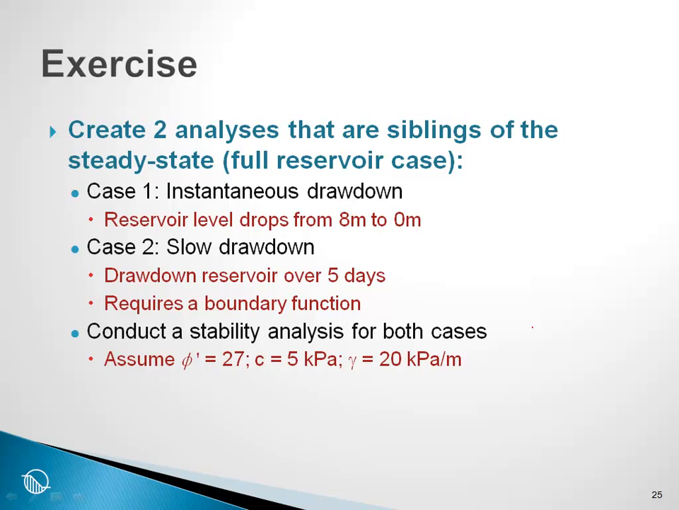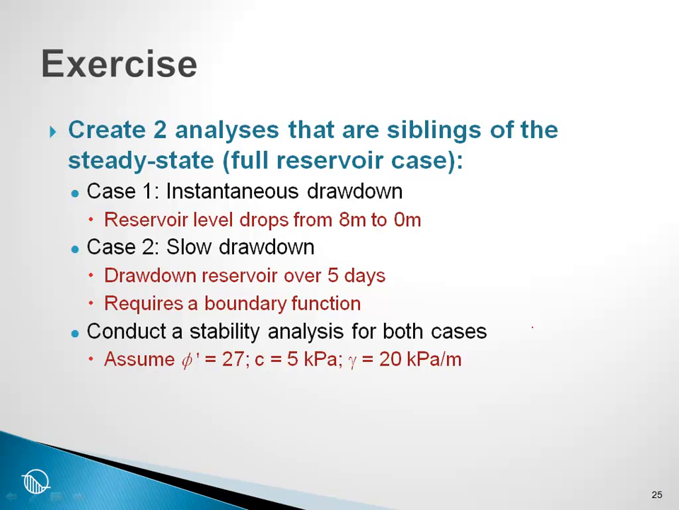So we're going to create several analyses. We have to start with a steady state analysis to establish our initial conditions, and then we are going to do an instantaneous drawdown, and the reservoir will drop from 8 meters to 0 meters instantaneously. Then for the second case, we're going to do a slow drawdown, and the reservoir will be drawn down over a period of 5 days, which means that we will have to create a boundary function.